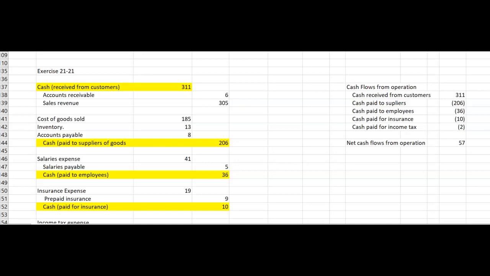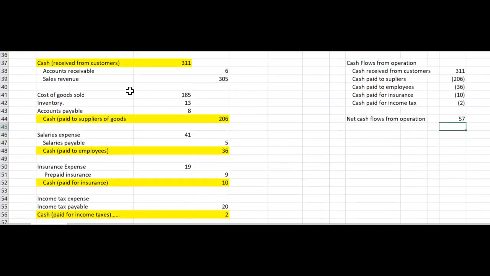So when you want to calculate cash received from customers, you would look at the accounts receivable account and the sales revenue. The sales revenue account is found on the income statement for $305, and the accounts receivable is found on the cash flows indirect method, and the change in accounts receivable was a decrease, so we would credit accounts receivable for 6. So cash received from customers would be $311.